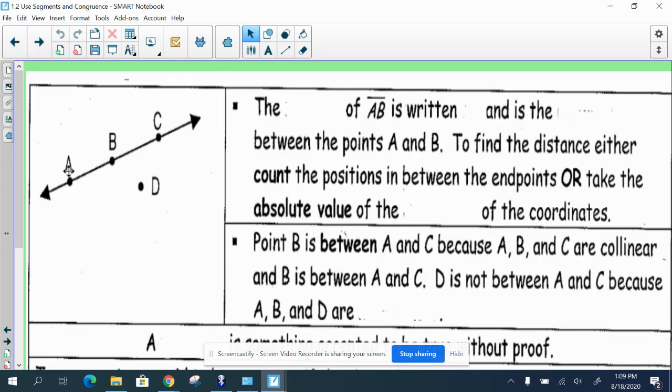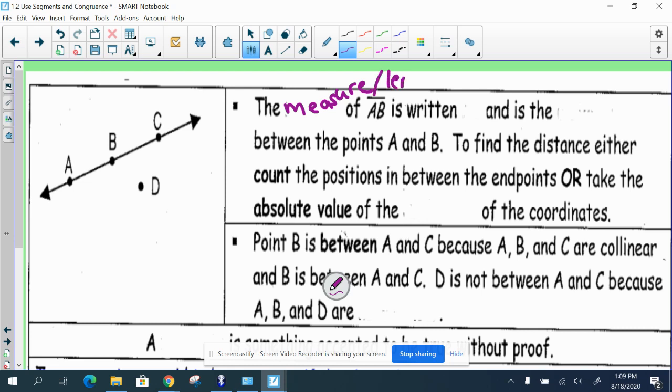So go ahead and copy down this diagram here in your notes. So it's a line with points A, B, and C, all collinear, and a non-collinear point D. So over here, this paragraph says the blank of segment AB, and this is saying the measure of segment AB is written. So the measure means its length. So the measure or the length of AB.